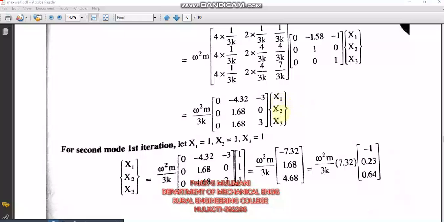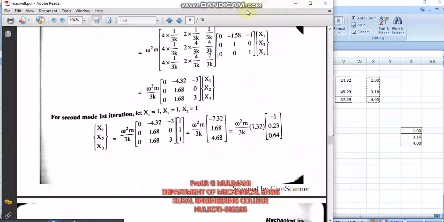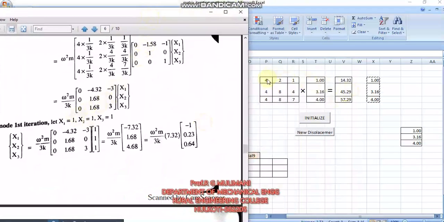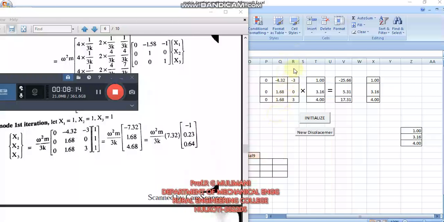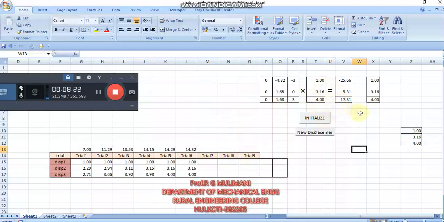Let us assume x1, x2, x3 as the initial displacement as 1, 1, 1. Okay, we are doing the iteration process as we did for the first natural frequency. Let us take this new matrix. Okay, it will take 0, minus 4.32, 0, minus 4.32, minus 3. Okay, let us consider this new displacement x1, x2, x3 as 1, initialized.